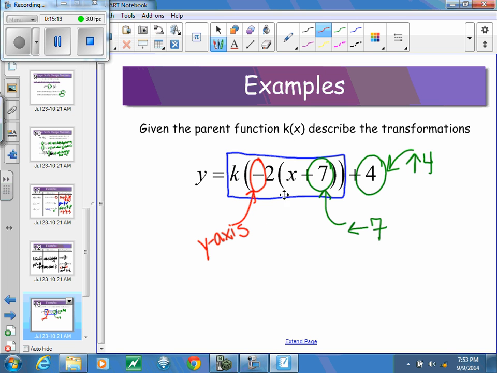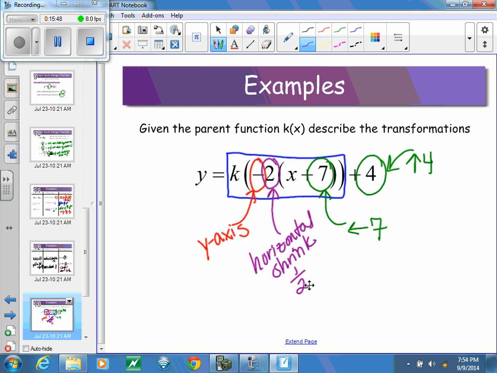And then you have this 2 that's in here as well. Since that's inside change, what we have going on here is a horizontal shrink. And our horizontal shrink is by a factor of 1/2. We have all of this taking place for our one function.